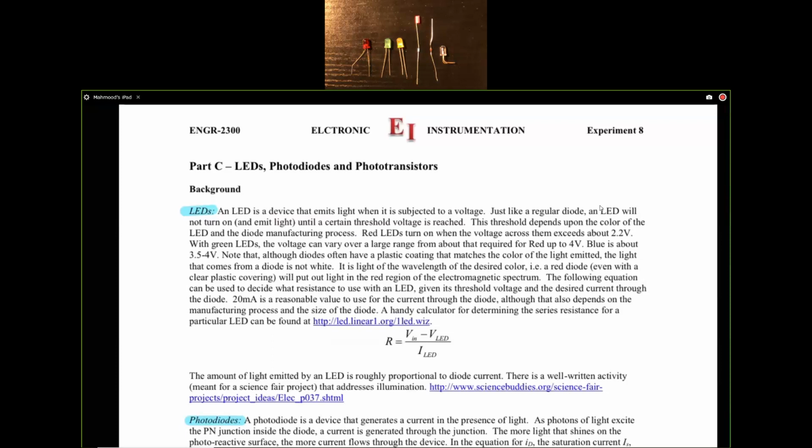So in this part, we will be talking about light emitting diodes, diodes that can emit light at a particular wavelength depending on how much voltage you apply across them. So that's light emitting diode.